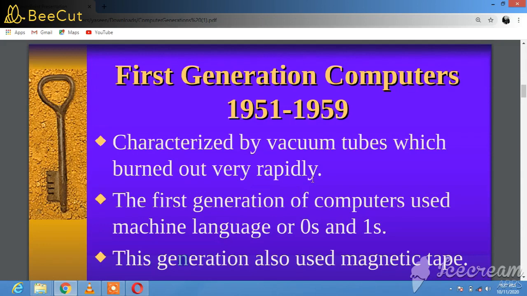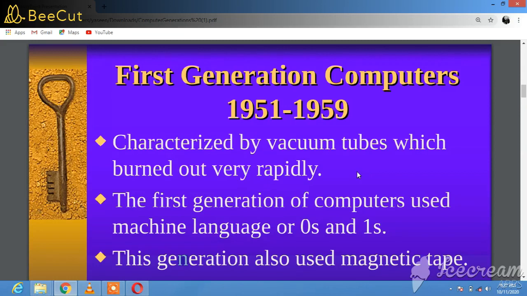A vacuum tube is a glass device that uses filaments as a source of electrons and can control and amplify the electronic signal. In those days, the vacuum tube was the only device for high-speed switching. The vacuum tube performs computation in milliseconds.